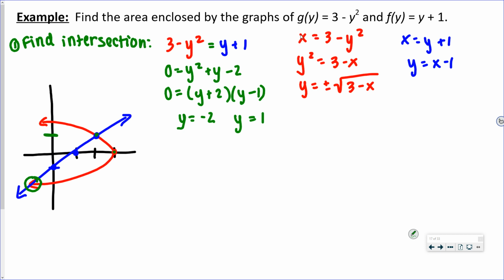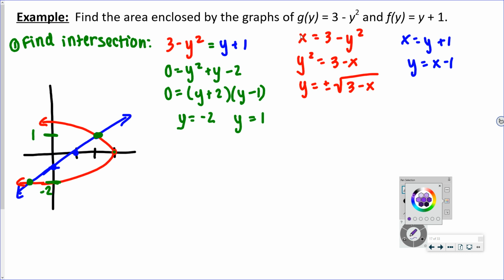Okay, so that one I marked on my graph there when I was graphing my slope. That makes sense. That's when y is 1. And then when y is negative 2 is this intersection point over here. And because we're doing this with respect to y, we want to know the y coordinates of where they intersect, because that's going to help me with my bounds. Okay, so we need to mark that. So what I'm trying to find is this area right here.